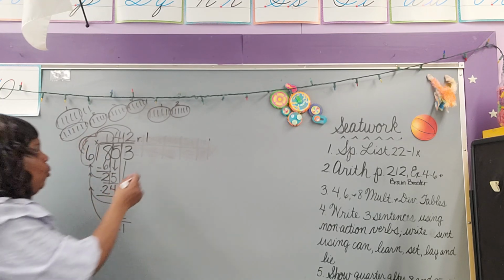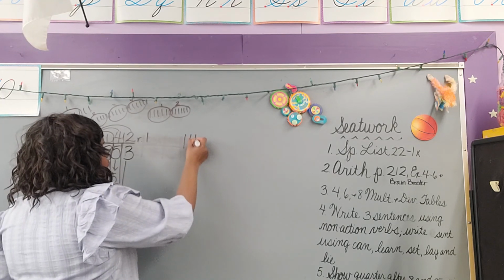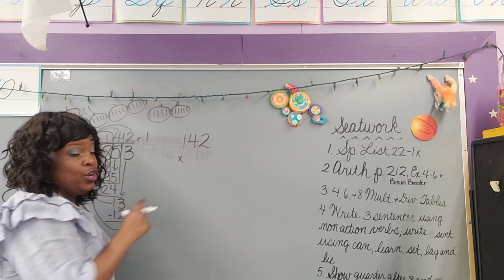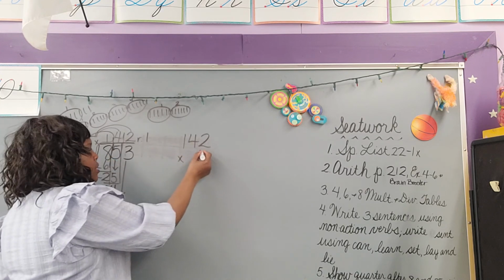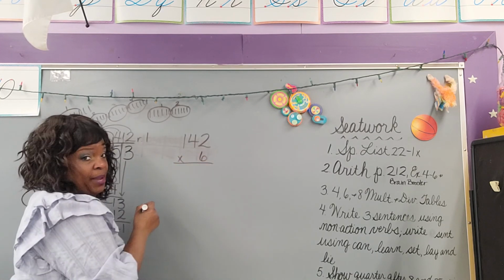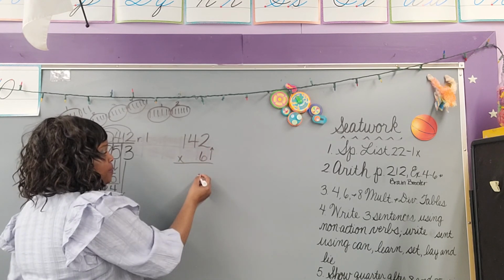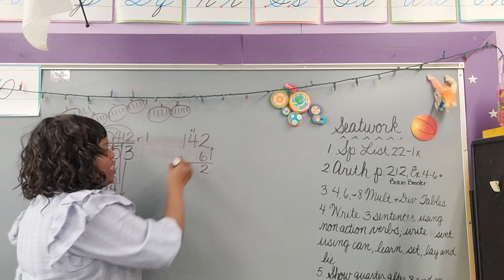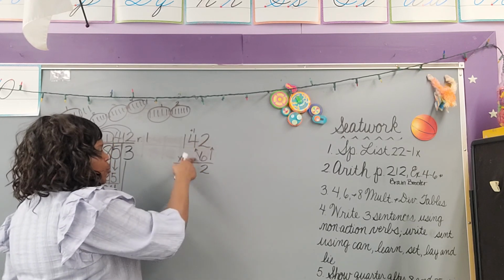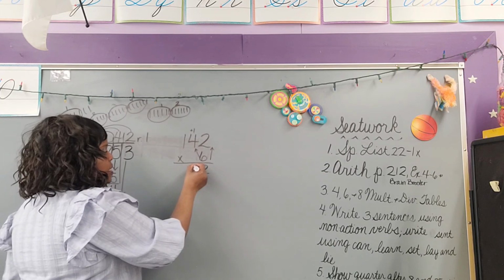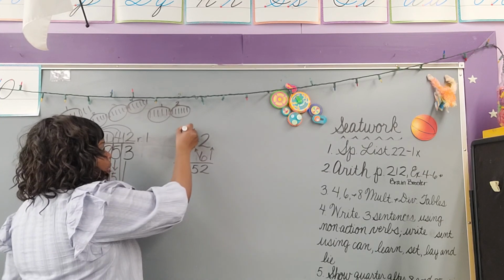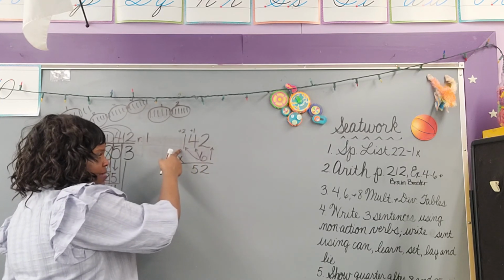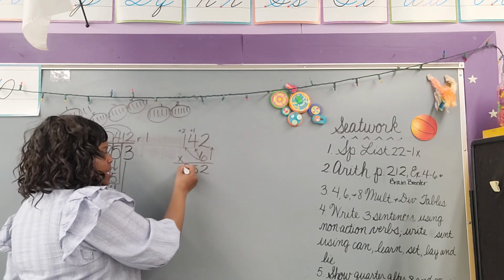Now we take our whole number on the top, 142, and we multiply it by our divisor. Quotient times the divisor, which is 6. That's what we're dividing by. 2 times 6, 12. Carry over the 1, put a plus sign. 6 times 4, 24, plus 1, 25. 5 comes down. Bring over the 2, put a plus sign. 6 times 1, 6, plus 2 equals 8.